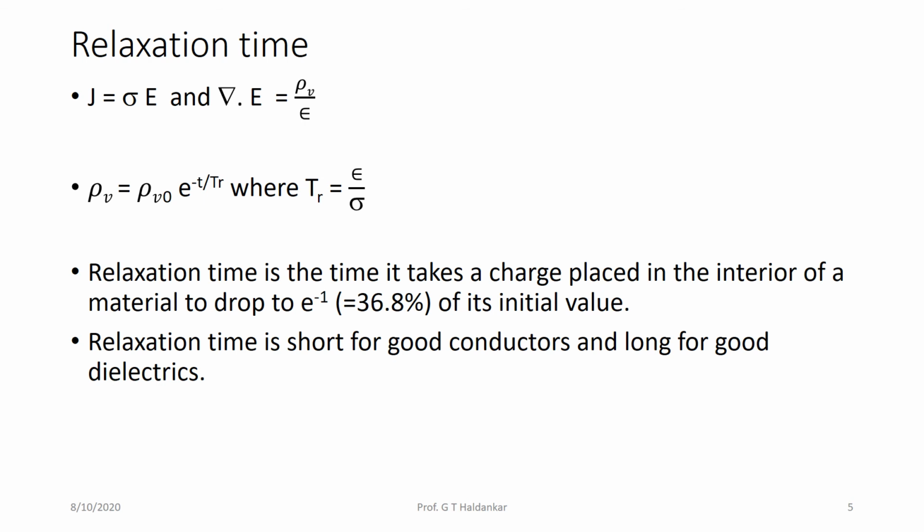Associated with the decay is charge movement from the interior point at which it was introduced to the surface of the material. So the time constant T_R is known as the relaxation time or rearrangement time. It takes that much time to decrease the charge. So again, relaxation time is defined as the time taken by a charge placed in the interior of a material to drop to e raised to minus 1, that is 36.8% of its initial value, because e raised to minus 1 is equal to 36.8%.